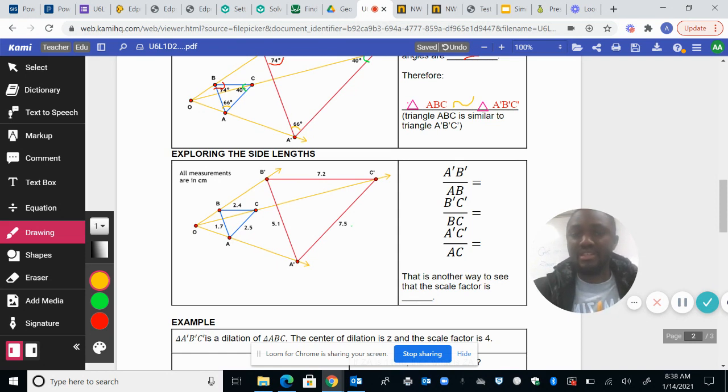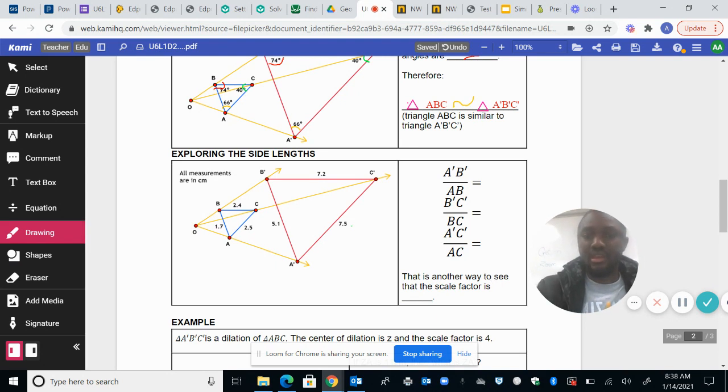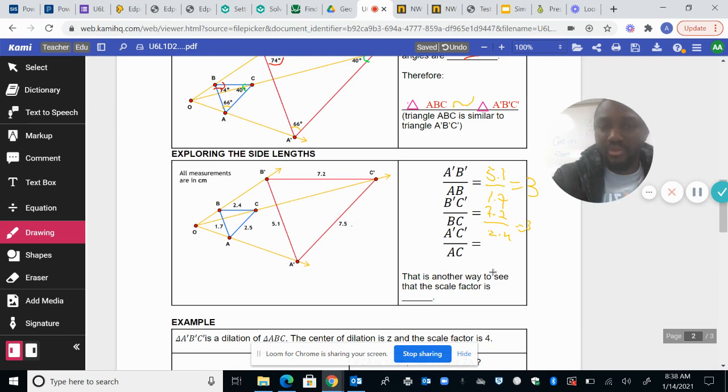So all measurements are here and in centimeters. So let's go. As you can see, A prime, B prime 5.1 over AB 1.7, and the outcome is what? 3. B prime, C prime 7.2, and BC 2.4. When you divide, you have 3, and it goes on like that. A prime, C prime 7.5, and AC 2.1. So when you do the division, you have 3. So here the scale factor is what? Is also 3.